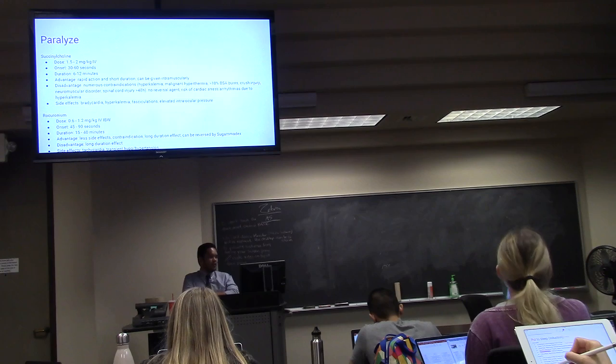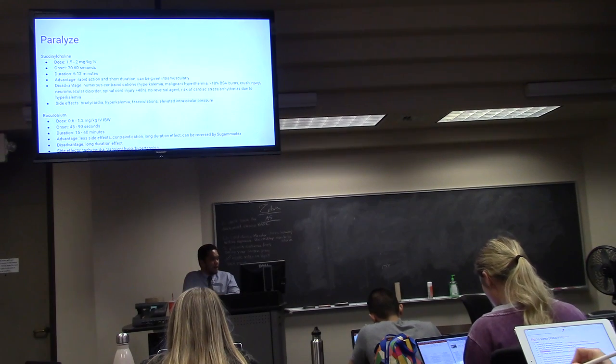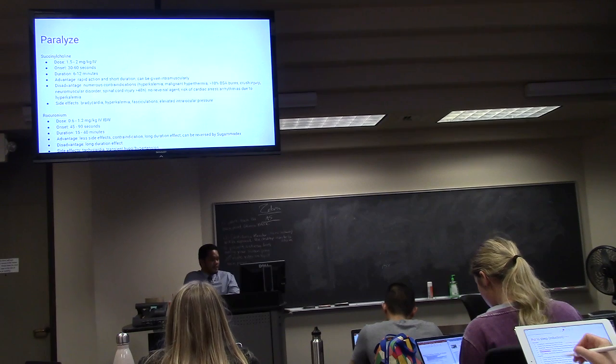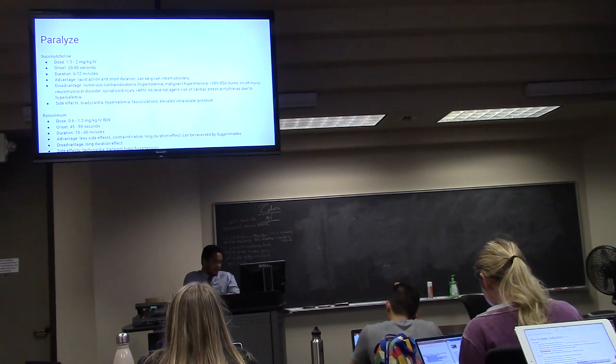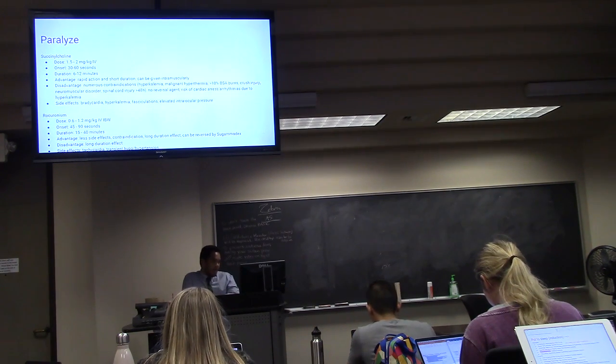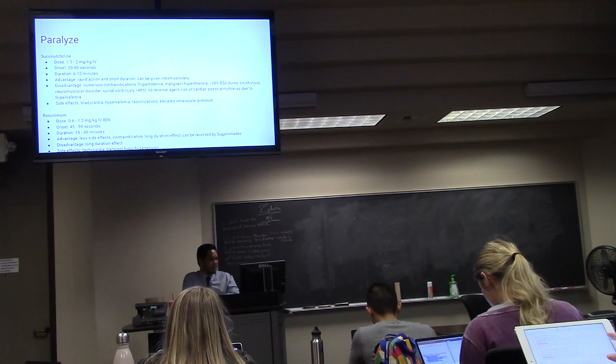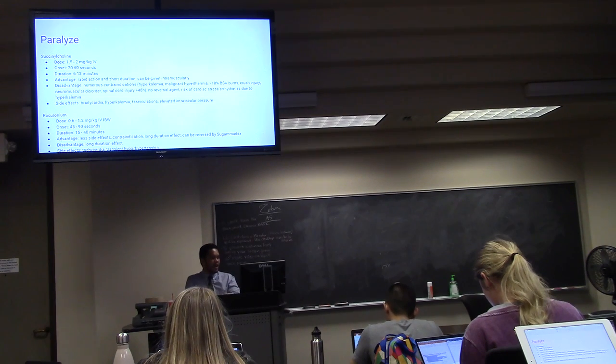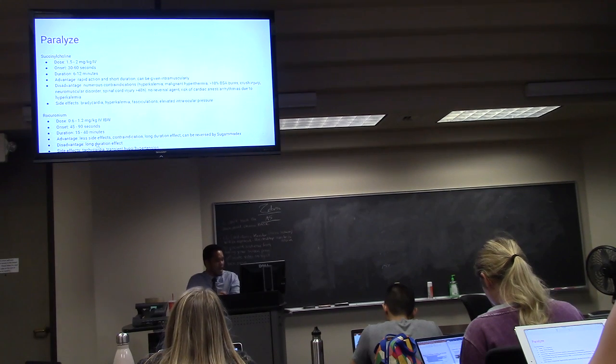And then after induction, you can paralyze. There's 2 common paralytics that we use here in America, succinylcholine and rocuronium. 50-50 of ER docs use succinylcholine and rocuronium. There's advantages, disadvantages. I'm using more rocuronium now because it's more readily available and it doesn't have as much side effect.